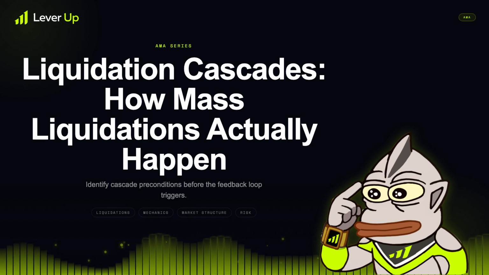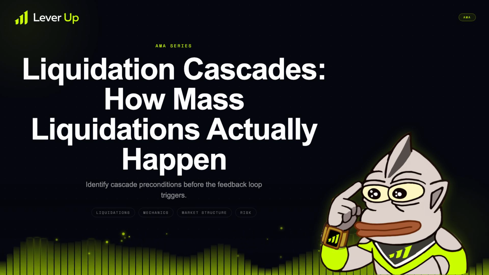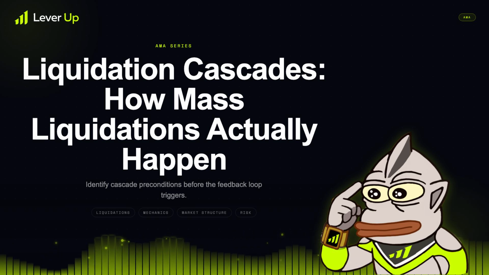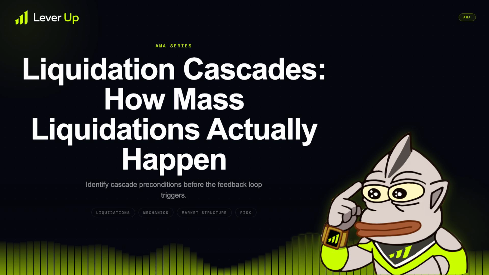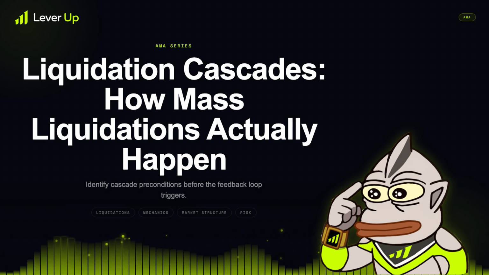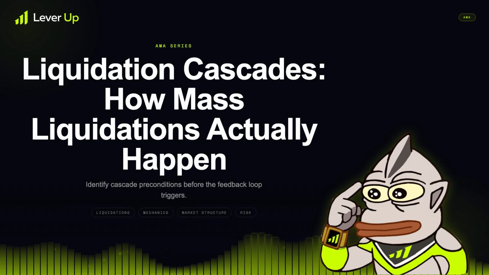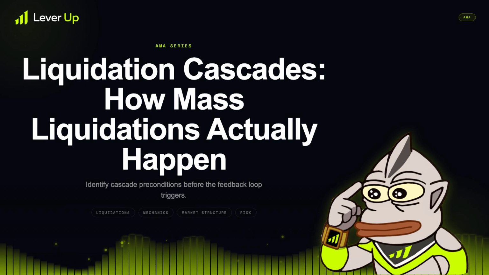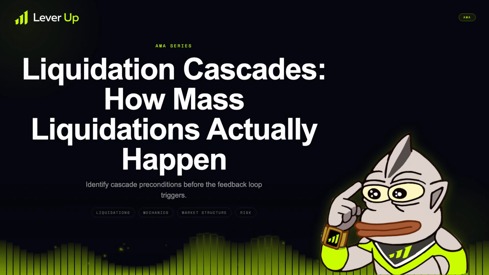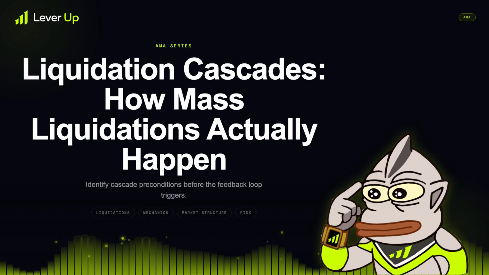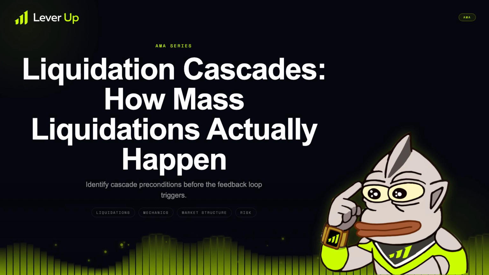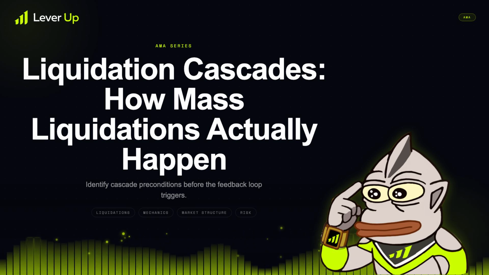Now let's talk about what makes some cascades larger than others, because this is where the structural analysis gets useful. The first factor is OI concentration. If a large percentage of total market open interest sits at similar leverage levels targeting the same price range, the cascade potential is high. Thin, well-distributed positioning across many price levels is more resilient. There's no single band where enough liquidations cluster to create meaningful feedback pressure.